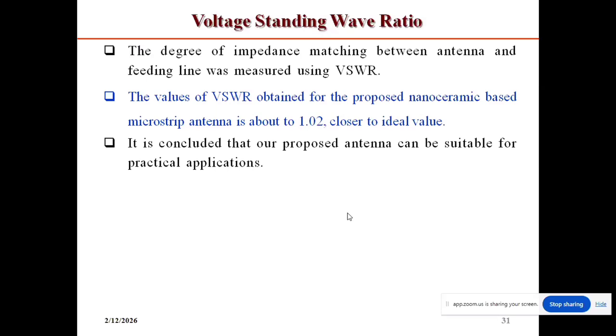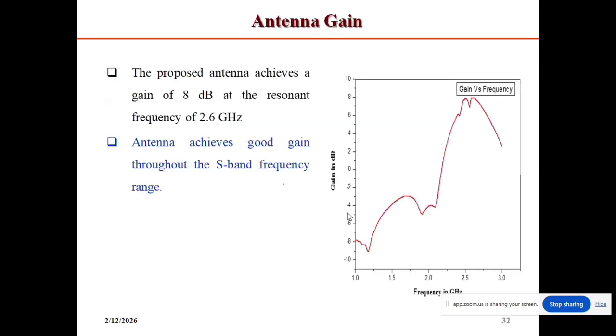That is by using this hexagonal boron nitride ceramic substrate. The VSWR is actually very close to the ideal value, that is 1.02. This is a gain plot of the proposed antenna. The antenna achieves a higher gain, that is 8 dB at a frequency of 2.6 GHz.